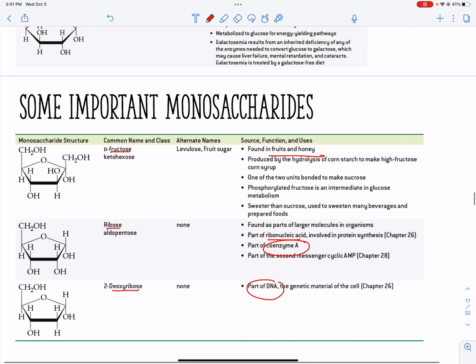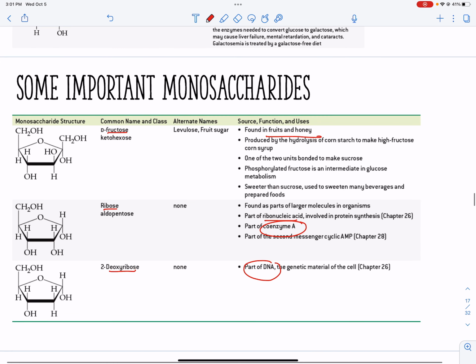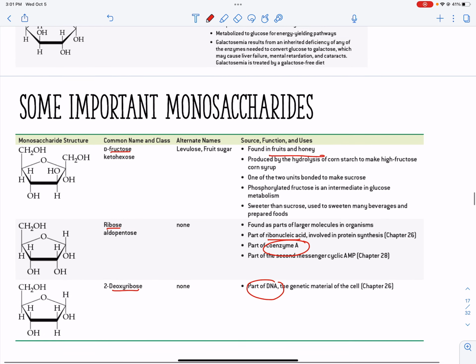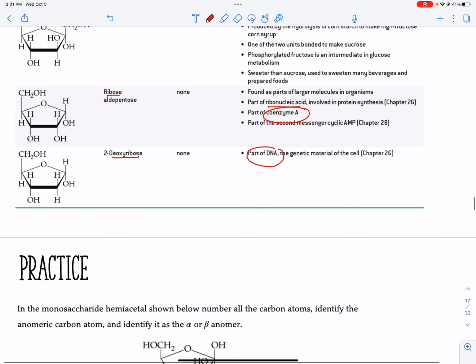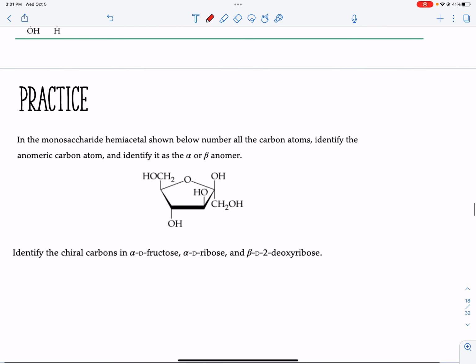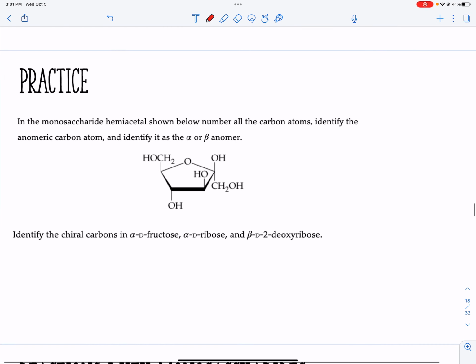So I will get back to you about whether you need to memorize their names or not. I can't remember what I did in previous times I taught this course, but I will be crystal clear about that before the exam so that you know exactly what you need to know going into the exam. Okay, that brings us to this practice slide.